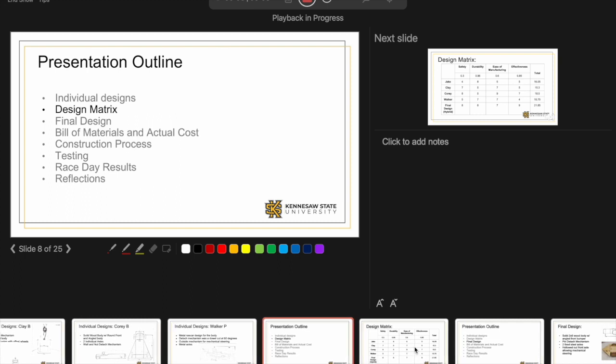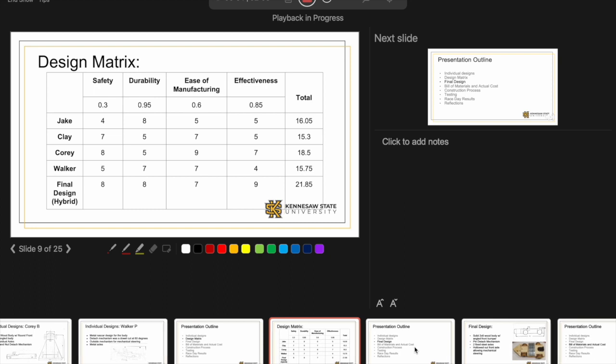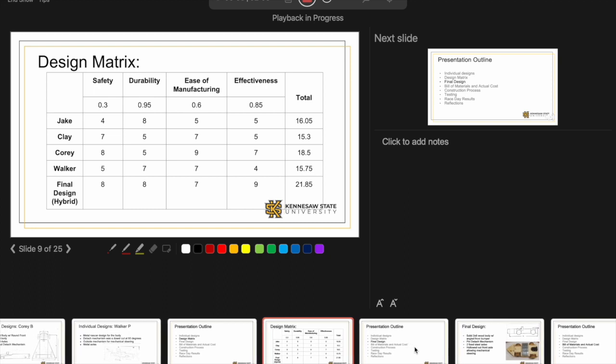Now let's look at the design matrix here. The design matrix is what we had to prioritize, and our designs were given a certain score depending on how they do with the things we try to prioritize. For example, a scale of zero to one for safety, durability, ease of manufacturing, and effectiveness. Ease of manufacturing basically means: is it going to be easy to build, and if it breaks, are we going to be able to put it back together?